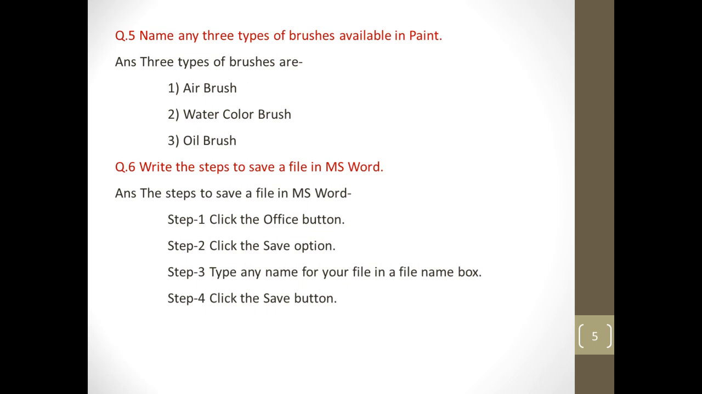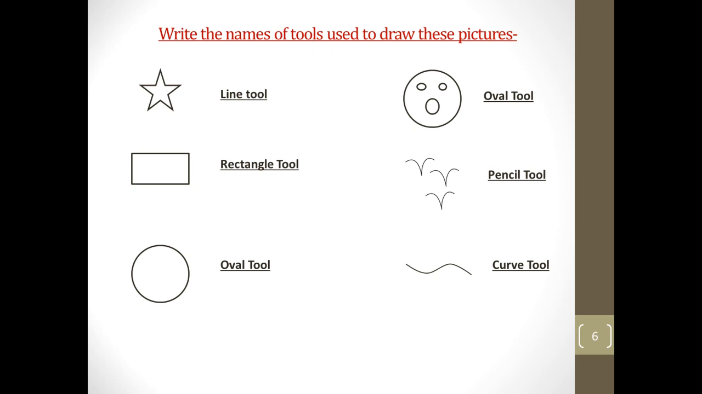From there, one portion is given, File Name box. In that portion, we have to type any name of our file. Whatever name we want to write, we will write the name of our file. Now after that, right side again Save button is given, so click on the Save button. Write the names of tools used to draw these pictures in context to MS Paint.